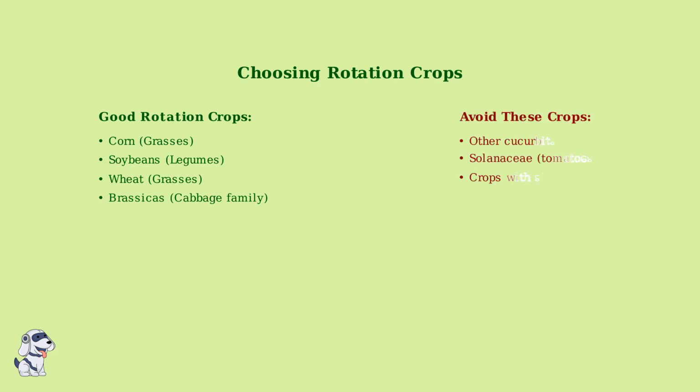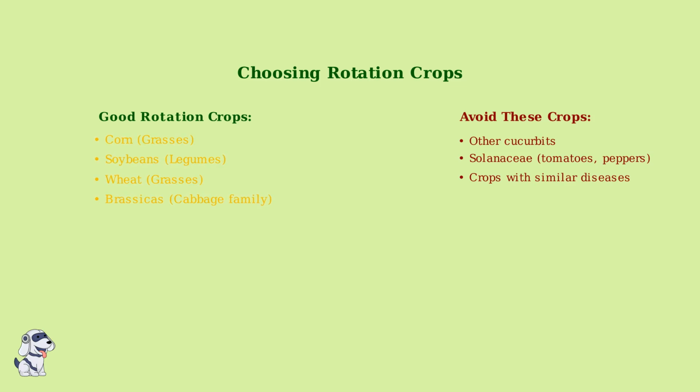Avoid rotating with other cucurbits or crops that share similar disease problems. This includes other members of the cucurbit family and some solanaceous crops that may harbor similar soil-borne pathogens. Proper crop rotation not only reduces disease pressure, but also improves soil health, breaks pest cycles, and can enhance overall farm productivity. It remains one of the most sustainable and cost-effective disease management strategies available to cucurbit growers.